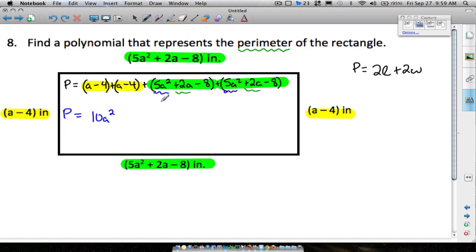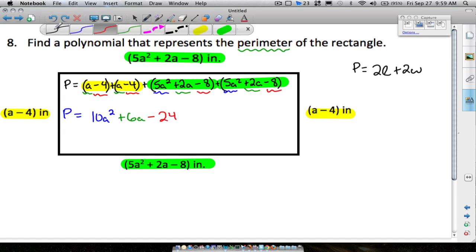2a, that's 4a, plus another a, 5a, plus another a, that's 6a. So we have plus 6a. And then look at all these constants that you have. Minus 8, that's minus 16. Minus 4 more is minus 20. Minus 4 more is minus 24. There is the perimeter. And let's not forget the dimension.